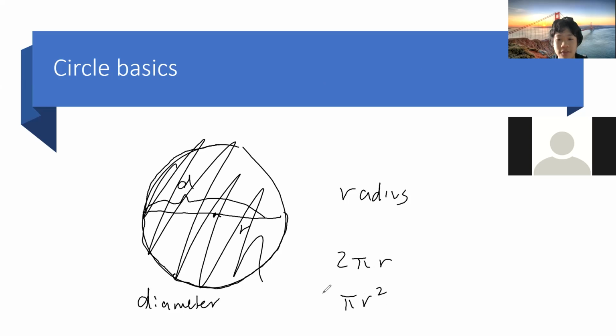We're not going to go that much further into the area and perimeter for now because we have a whole class designated to those two topics later on.